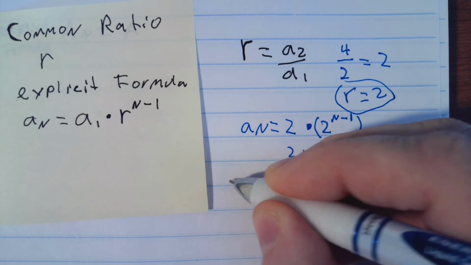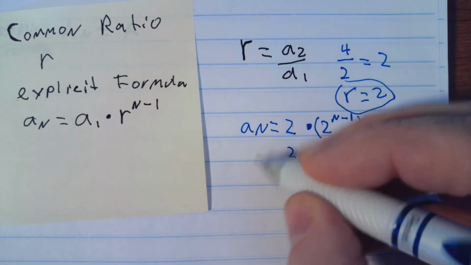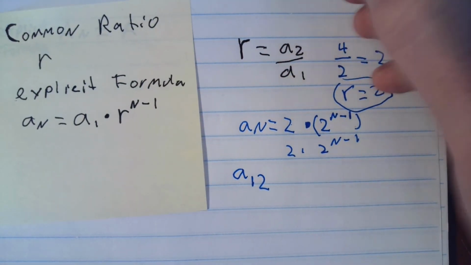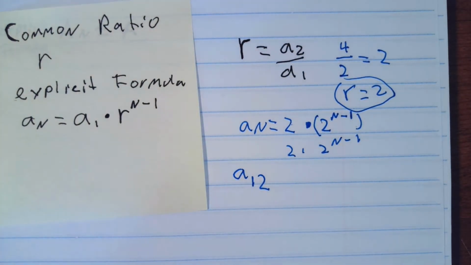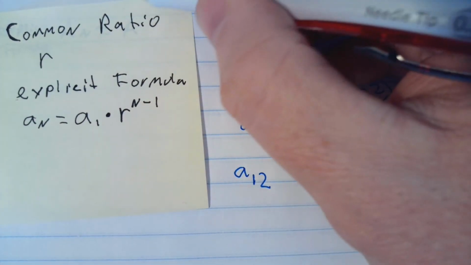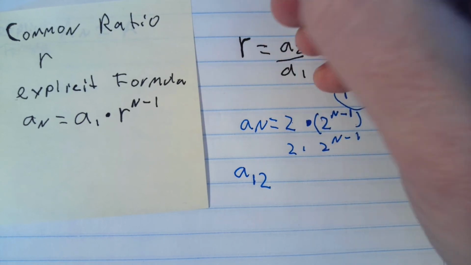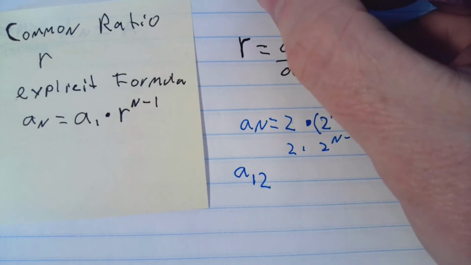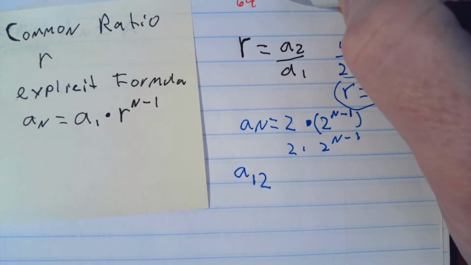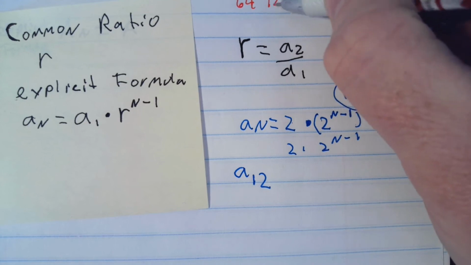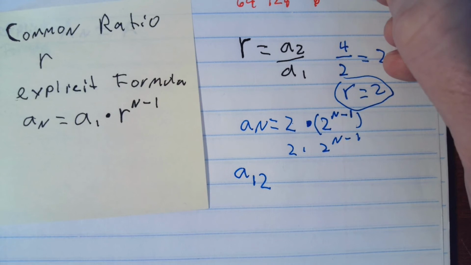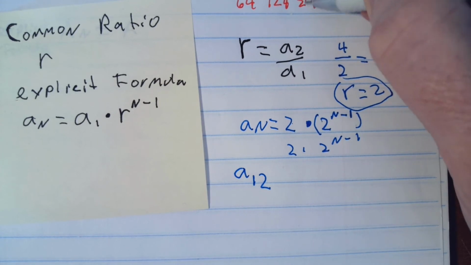Now let's find the 12th term. So I want to know what n equals, what the 12th term is going to be. I don't want to go all the way out. I guess I forgot to figure this out, didn't we? If R is 2, that means I'm multiplying everything by 2. So 2 times 2 is 4, 4 times 2 is 8, 8 times 2 is 16. Put it in the calculator, 32 times 2 is 64, 64 times 2 is 128, 128 times 2 is 256, and so forth.